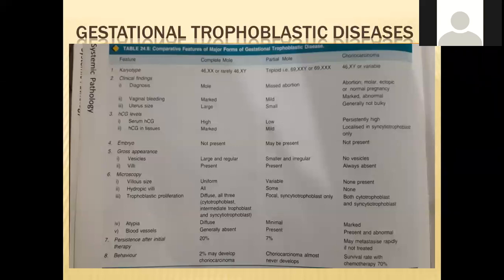And behavior, as I have told you, most of the time the chance of development of choriocarcinoma is more in complete as compared to the partial. Partial mole is triploid, 69 XXY, 69 XXX, or can also be 92, tetraploid. Missed abortion can occur in this.